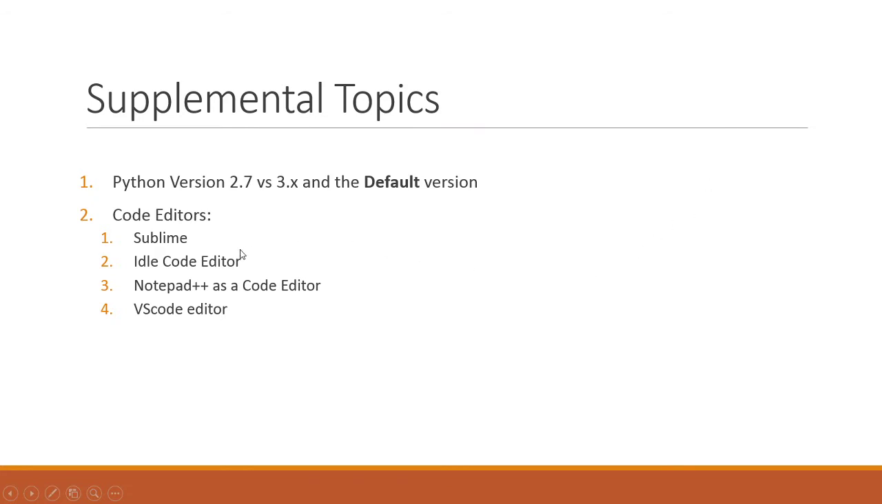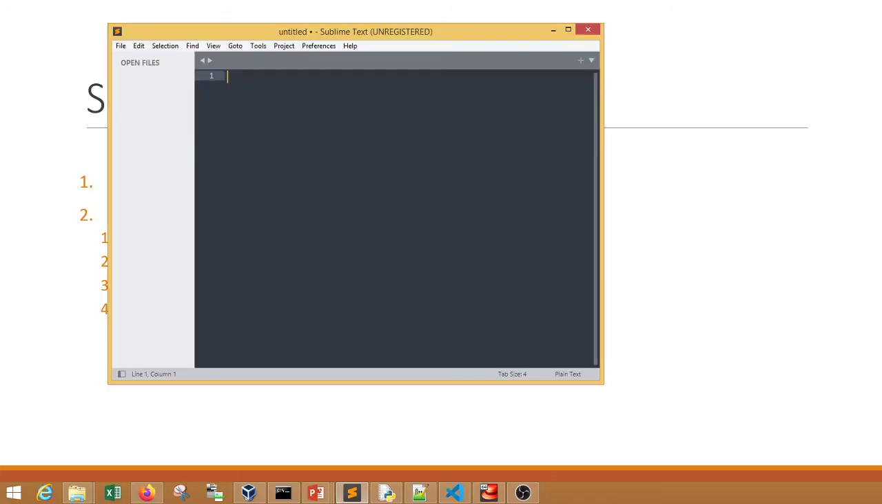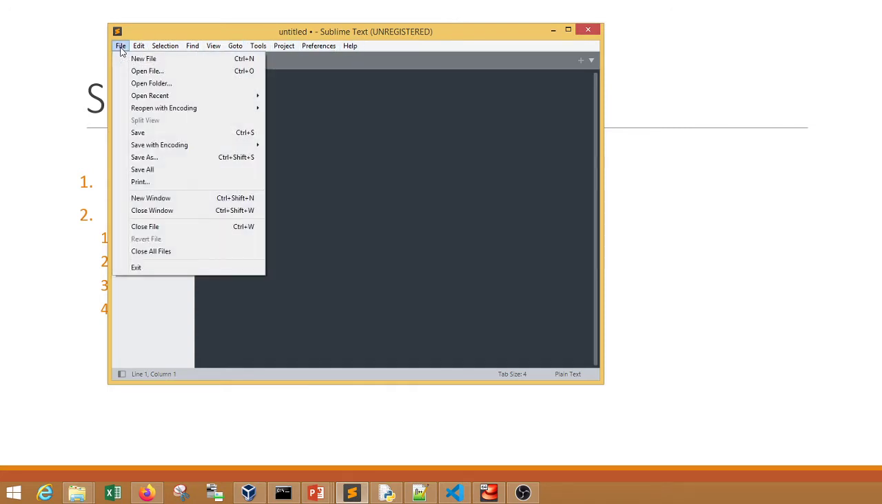So let's look at the Sublime code editor. In the book, Python Crash Course, it talks about code editors. And here's Sublime. Sublime is very easy, simple to use. And the nice thing is you can open a file or open a folder.